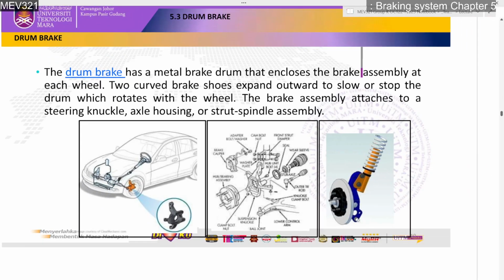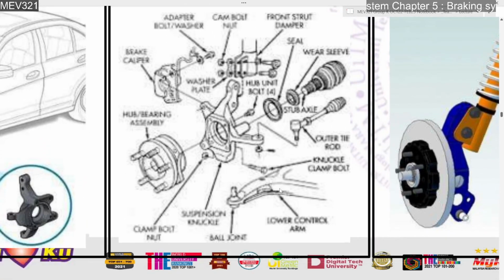Okay, drum brake ni has a metal brake drum that enclose the brake assembly at each wheels. Okay, two curved brake shoes expand outwards to slow or stop the drum, which rotate with the wheels. So the brake assembly attached to a steering knuckle as a housing ataupun strut spindle assembly. Okay, ni dia punya jelas kan gambar dia.